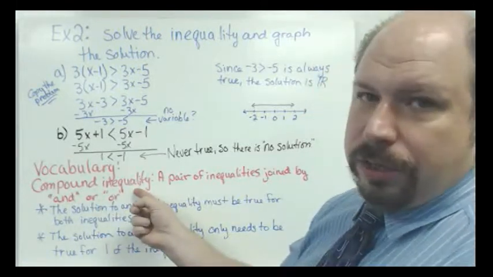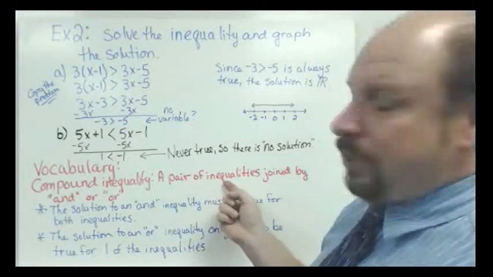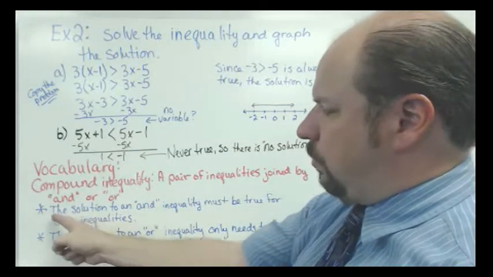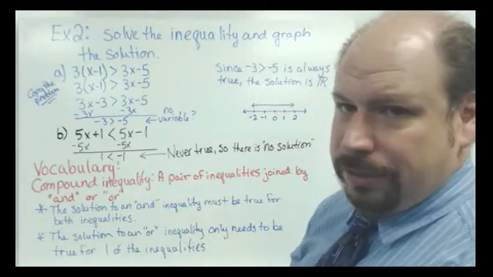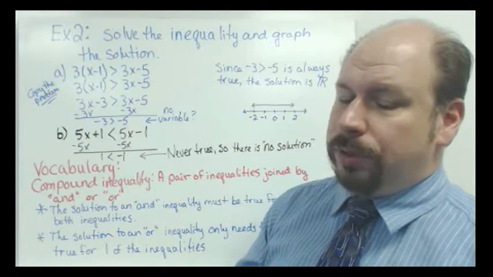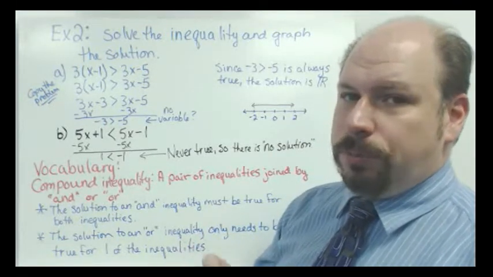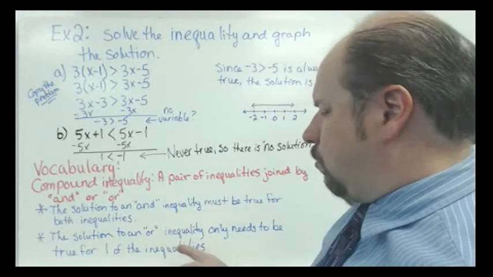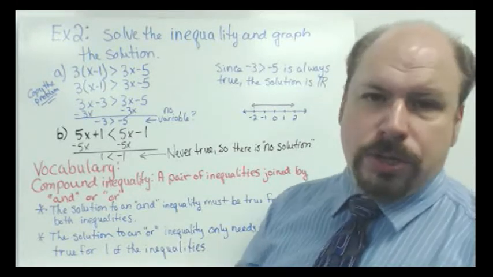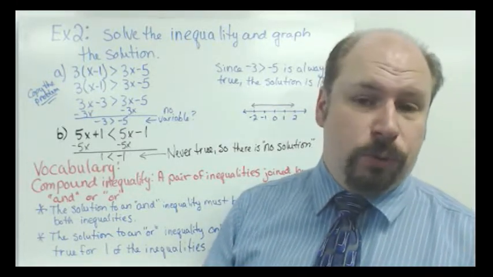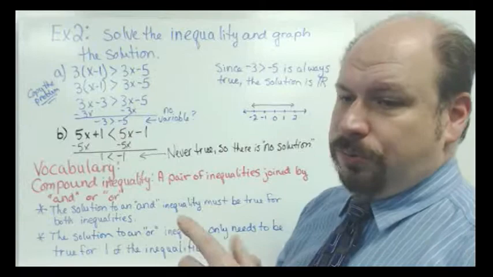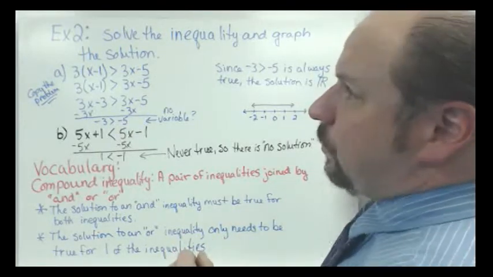Okay, next, let's do a little vocabulary. A compound inequality is a pair of inequalities joined by and or or. So a couple things to note here. The solution to an and inequality must be true for both inequalities. So that's really important. If it's an and, our solutions have to work for both. If it's an or inequality, it only needs to be true for one of the two inequalities. So if it's true for one but not the other, that's okay. And so we'll see an example of that here.